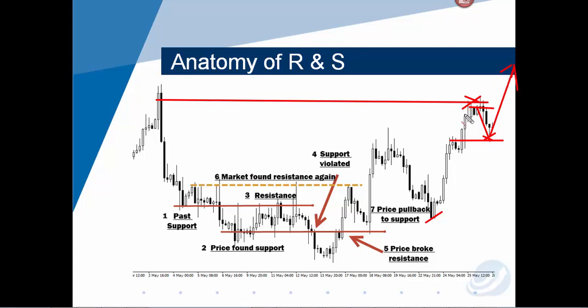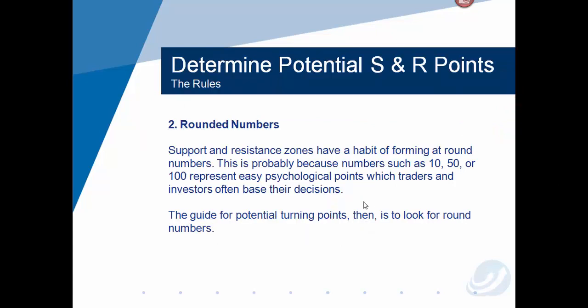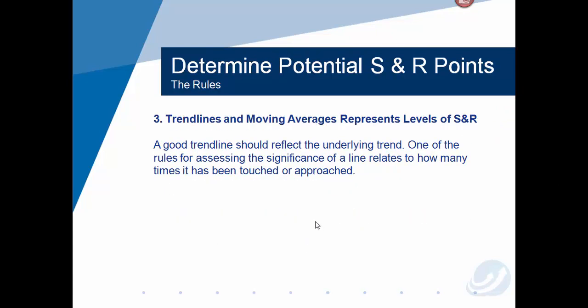So, all we need to do on a day-by-day basis is dissect the market. That's all we need to do. Dissect the market, because the market always gives us clues as to what it's going to do. Trend lines and moving averages also represent levels of support and resistance.